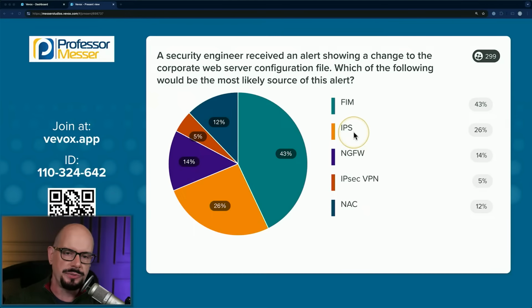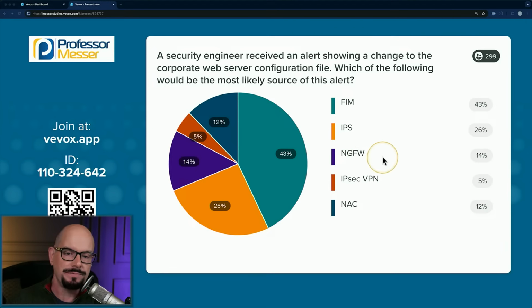An intrusion prevention system is designed to look for known vulnerabilities that are coming through the network to try to attack systems. They are not generally, almost never, going to provide you with a way to show a change to a server configuration file, unless that IPS is a host-based IPS and has FIM functionality built into it. At that point, we're not talking about the IPS, we're talking about the FIM.